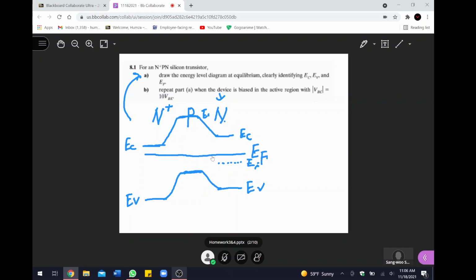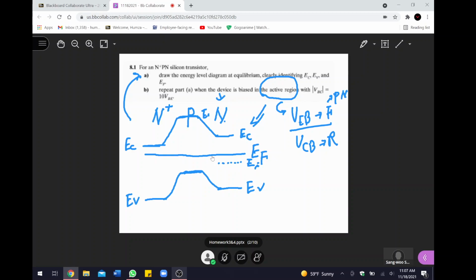In the second part, the device operates in the active region. The active region means that the bias between the emitter and base is a forward bias, and between the collector and base it is a reverse bias. Forward bias means that in the p-n junction you apply a more positive bias to the p side compared to the n side. Reverse bias is opposite. Keep that in mind, and now we're going to apply the bias to this energy band diagram.